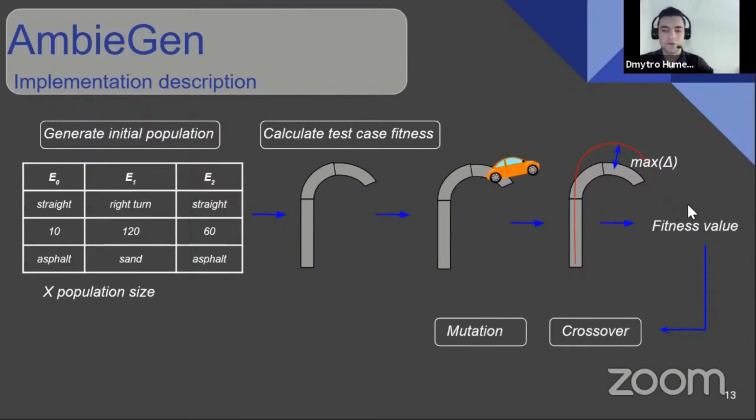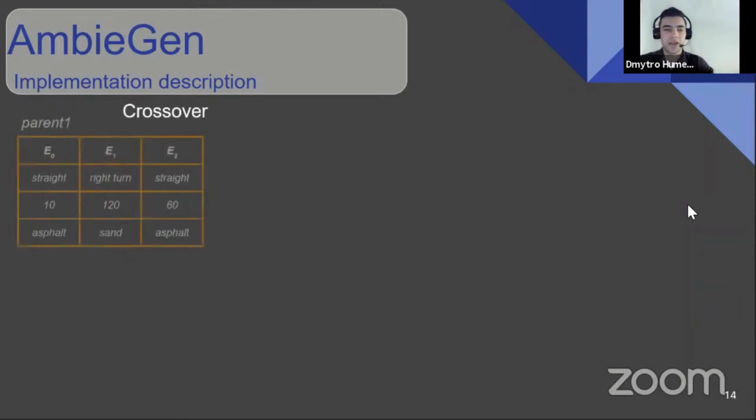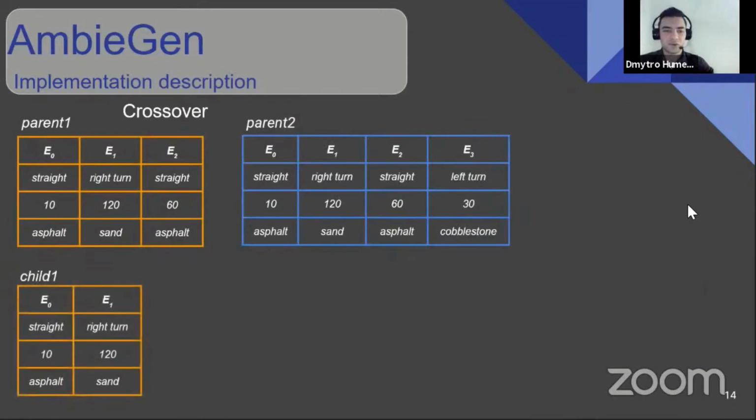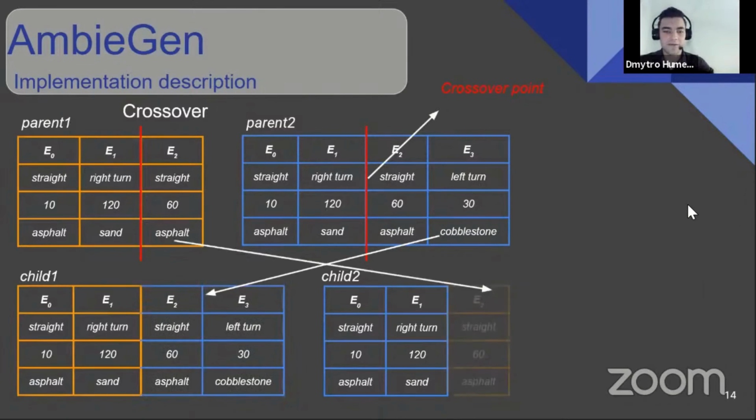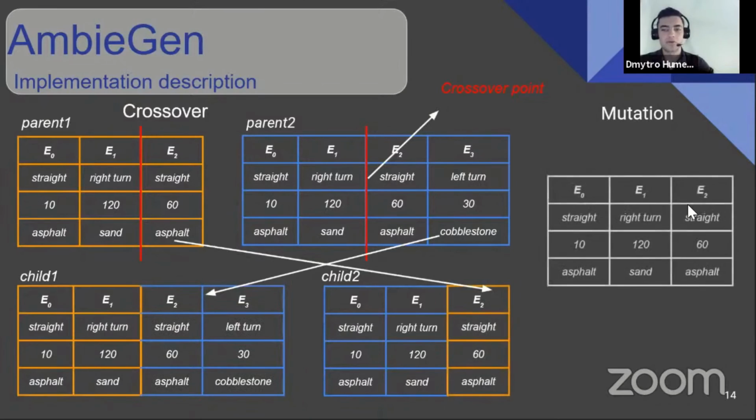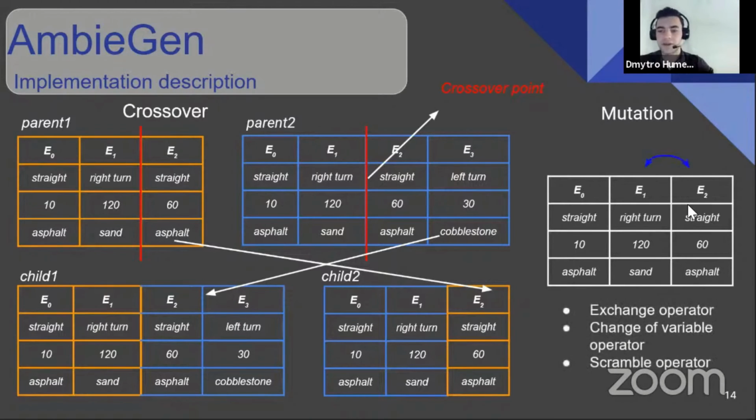We perform crossover and mutation over individuals and update the population. With our representation, it's easy to perform crossover. Here is an example: we simply exchange the columns of the environmental matrices. And it's also simple to perform mutation. We can simply change the values of the attributes.